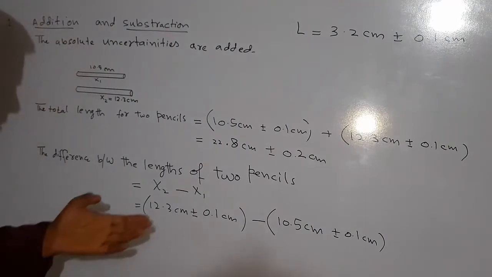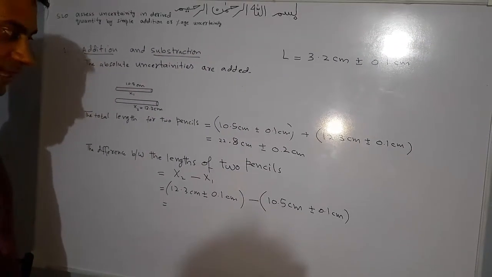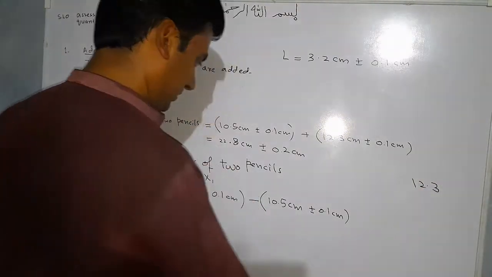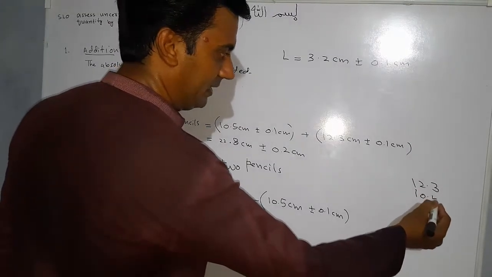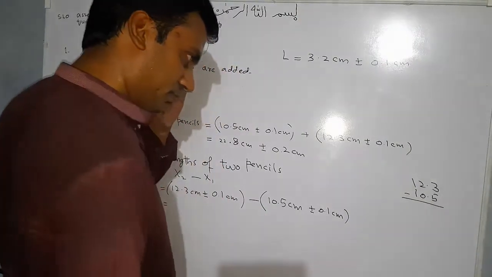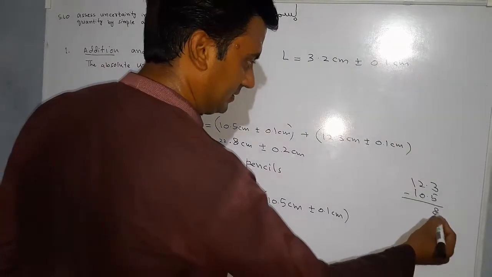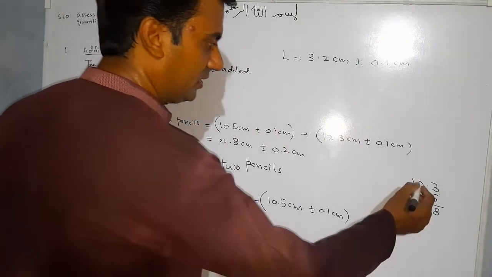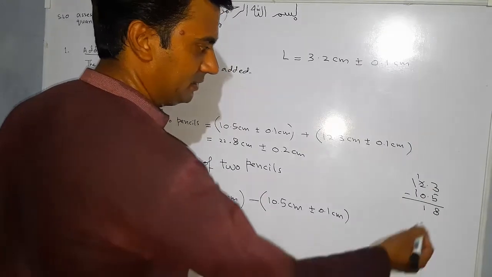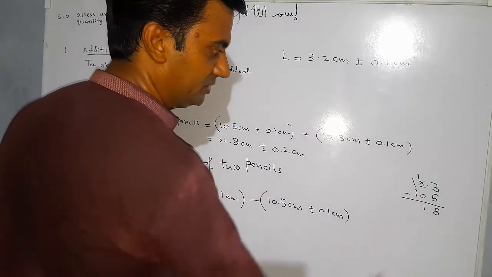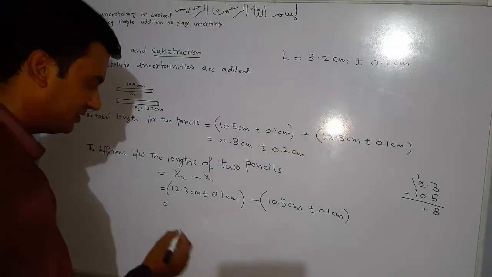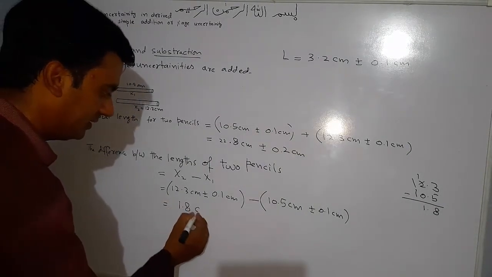Okay, according to the rule, 12.3 minus 10.5. If we subtract this, 12.3 and then 10.5, subtract from 13, if we reduce 5, it becomes 8. And this becomes 1, so 1 minus 0 is 1. The point remains the same. 1 minus 1 is 0, so 1.8 centimeter. So 12.3 minus 10.5 is 1.8 centimeter.